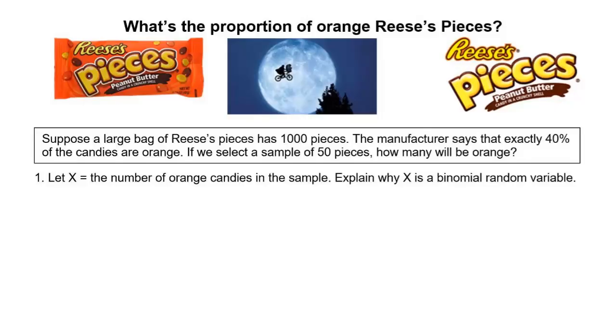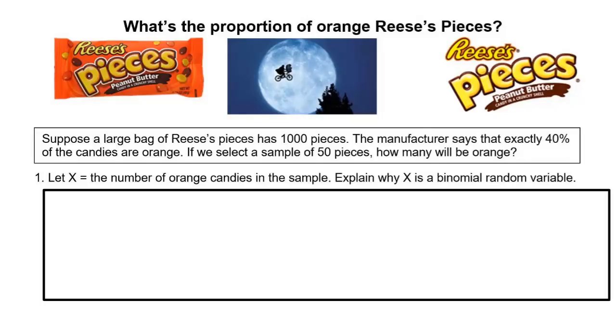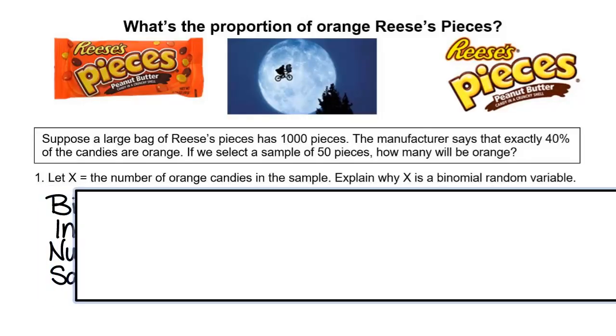Explain why X is a binomial random variable. It's binary. What do we have to check if we want to know if it's a binomial random variable? BINS. So let's go through and check that. You said it's binary.